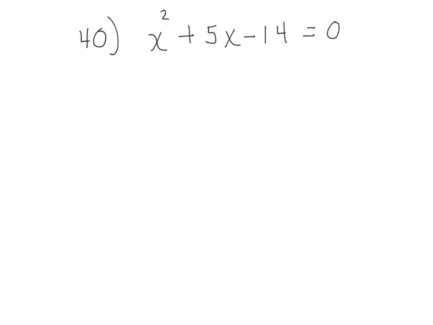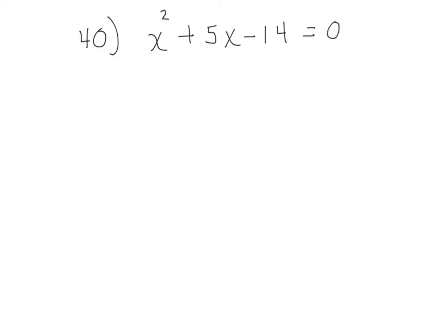This is number 40 in problem set 6-3, where we're asked to solve the quadratic equation using the method that seems most appropriate. Now we can use the quadratic formula, x equals negative b plus or minus the square root of b squared minus 4ac all over 2a. Or we can use the completing the square method. I like completing the square, so I'm going to do that.